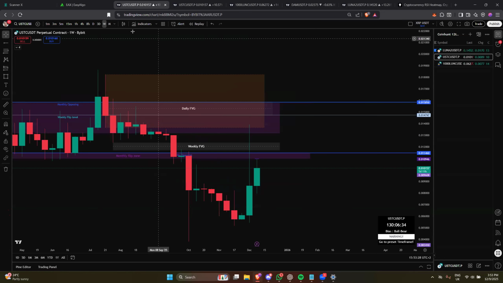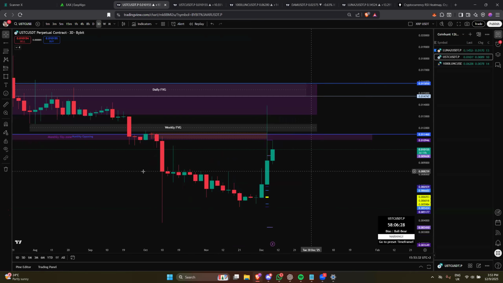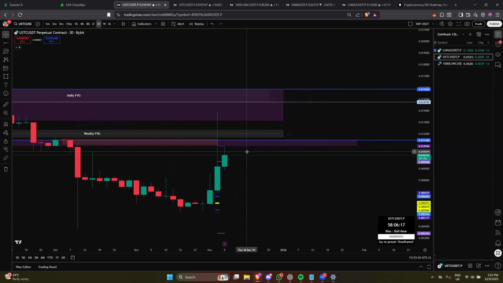I want to go into a lower time frame. Let's have a look to see what we can find here. So you've got a weekly fair value gap. In fact, you've actually got a 3-day fair value gap over here. This one.